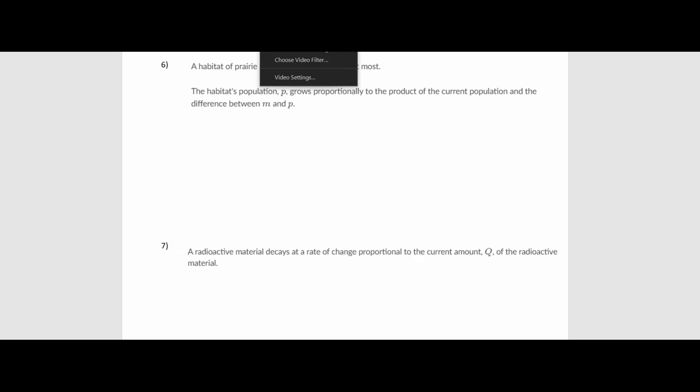Okay, so it says a habitat of prairie dogs can support M dogs at most. The habitat's population P grows proportionally to the product of the current population and the difference between M and P. So when it says the habitat's population P grows proportionally, we're looking at the rate of change of P. So in this case, dP/dt. If it just said the habitat's population P is proportional, then you would just have P is equal to something. But it says it's growing proportionally, so we're looking at the rate of change.